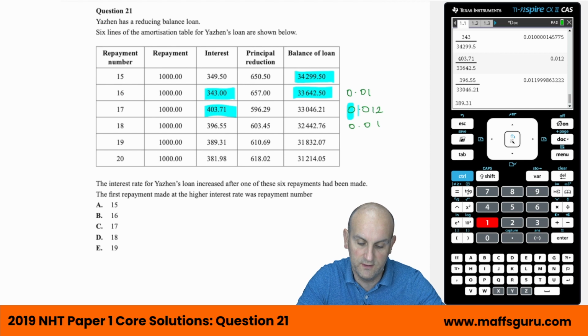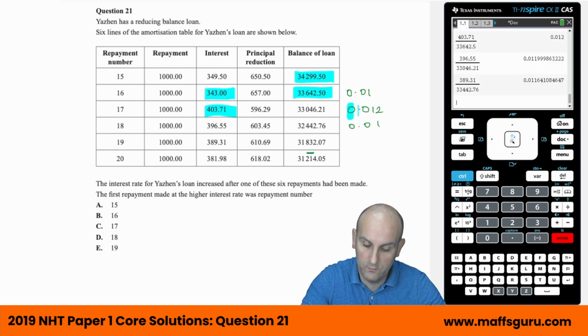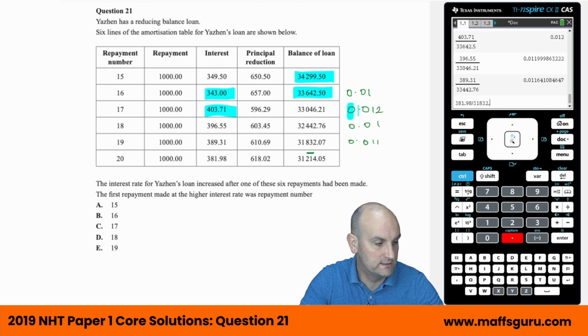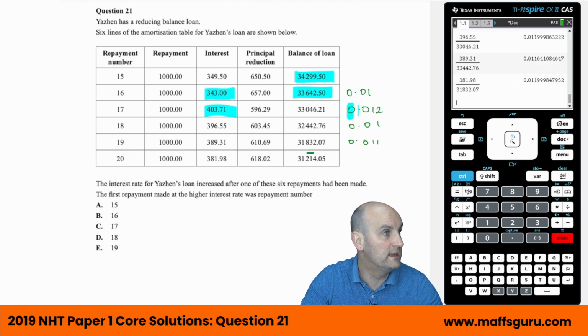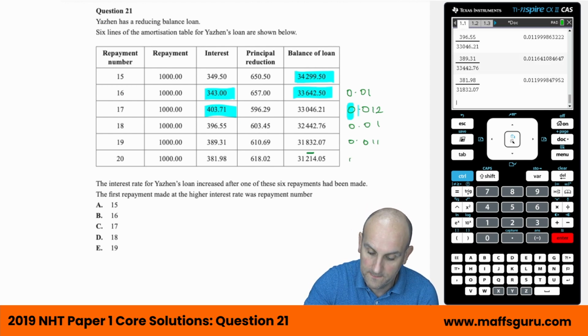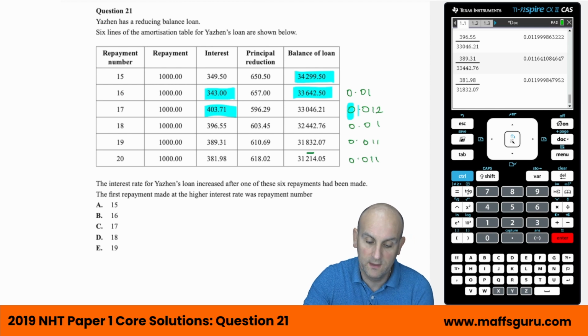$389.31, and we're going to divide that by 33442.76 gives me 0.011. And then let's see what happens here. 381.98 divided by 31832.07 gives me again 0.011. So let's have a look and see what happened there.